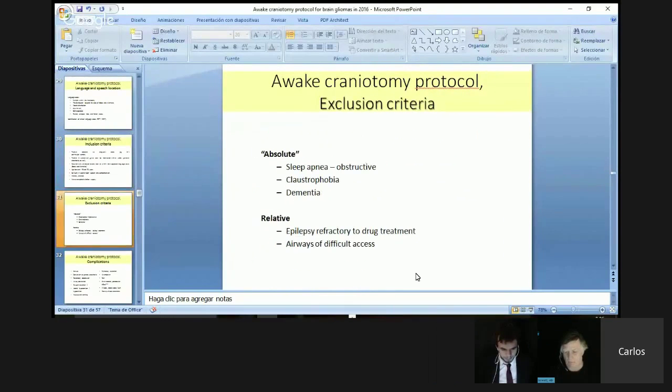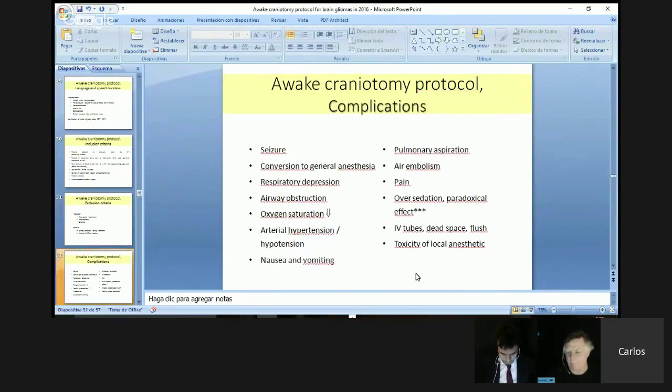Absolute exclusion criteria are sleep apnea or obstructive apnea, claustrophobia, and dementia. Relative exclusion criteria are epilepsy refractory to drug treatment and difficult airway access.